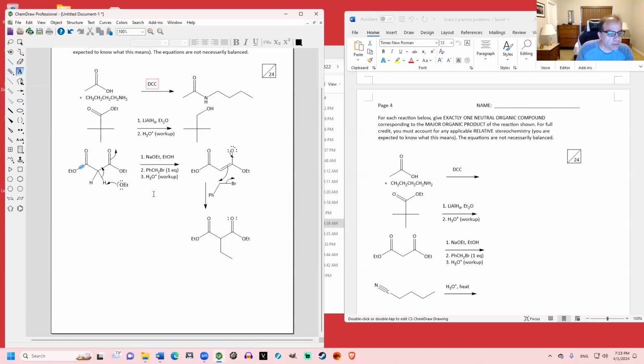And you get this compound. And then it says H3O plus workup. The word workup changes everything. So if you treated this with H3O plus, and especially if you heated it also, then you would hydrolyze both esters and decarboxylate. You'd get the enol, and the enol would tautomerize to the keto form. So as it is, this is the final answer.